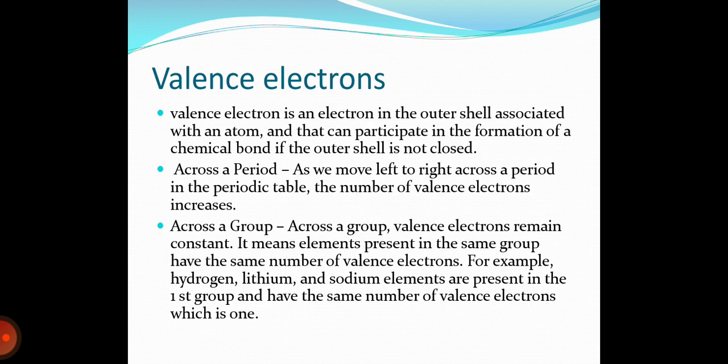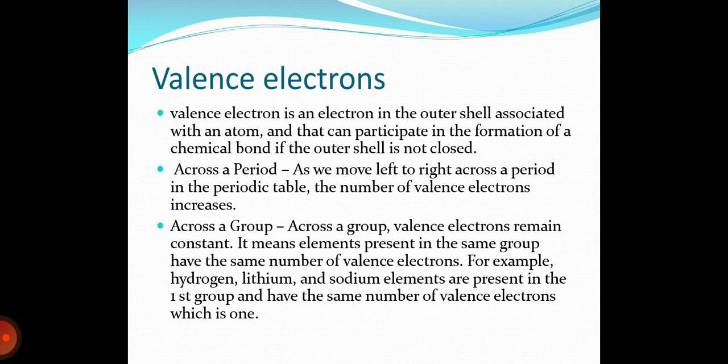Then valency electron. The valency electron is an electron in the outermost shell associated with an atom and that can participate in formation of chemical bond if the outer shell is not closed.